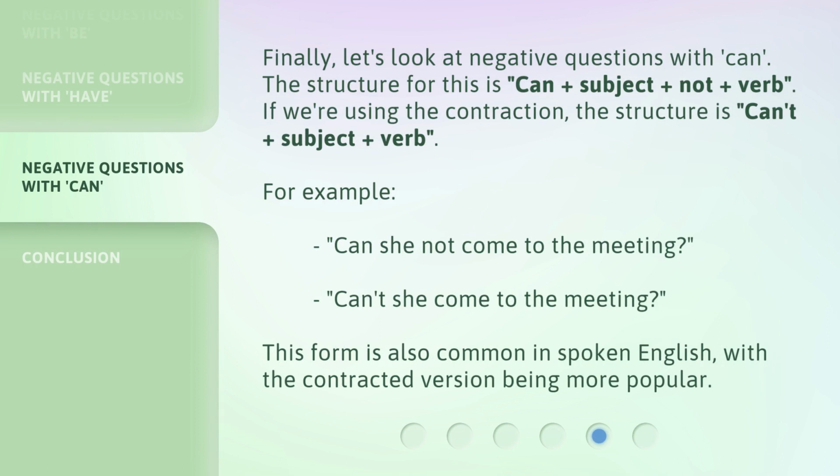Finally, let's look at negative questions with can. The structure for this is can plus subject plus not plus verb. If we're using the contraction, the structure is can't plus subject plus verb. For example, "Can she not come to the meeting?" "Can't she come to the meeting?" This form is also common in spoken English, with the contracted version being more popular.